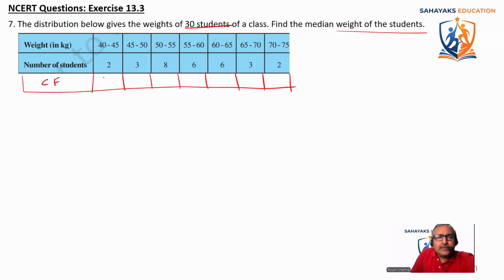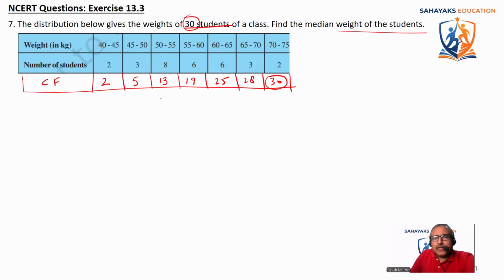So cumulative frequency: 40 to 45, that is less than 45, is 2. Less than 50 is 2 plus 3, which is 5. Then 5 plus 8 is 13. 13 plus 6 is 19. 19 plus 6 is 25. 25 plus 3 is 28. 28 plus 2 is 30. So this is 30, and it matches the total number 30. That means we have done the correct computation.